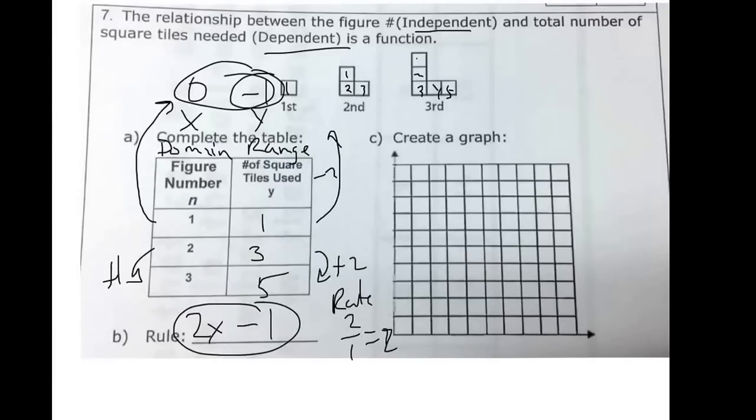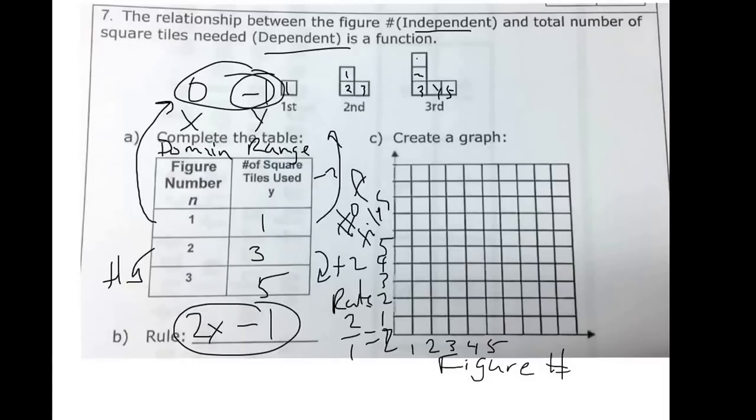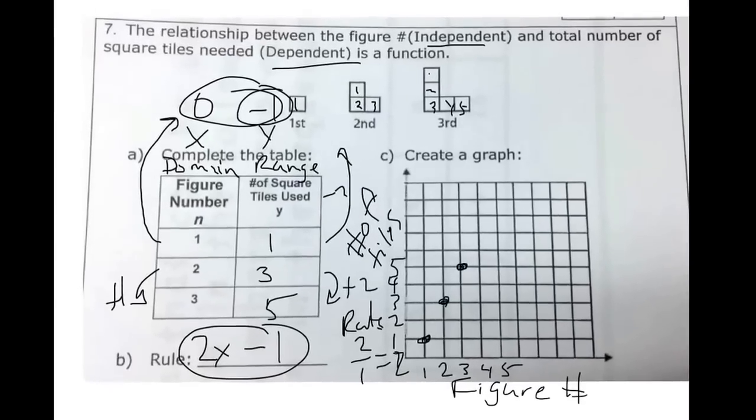If we were to graph this, we would do our domain, or our x along the bottom, so this is figure number, and we would do our range along the side here. This is number of tiles. My numbers are pretty small here, so we could just do 1, 2, 3, 4, 5, 1, 2, 3, 4, 5, over 1, up 1, over 2, up 3, and over 3, up 5. And we see that this has a positive correlation from the other day. These lines are going up in the air.